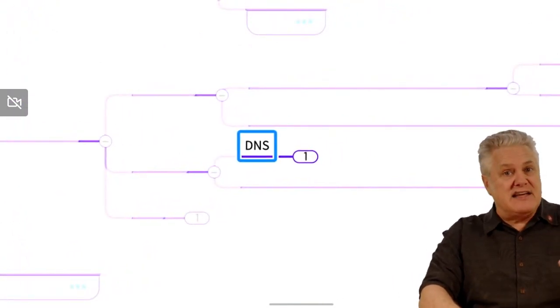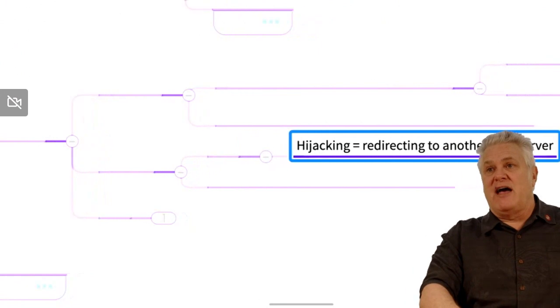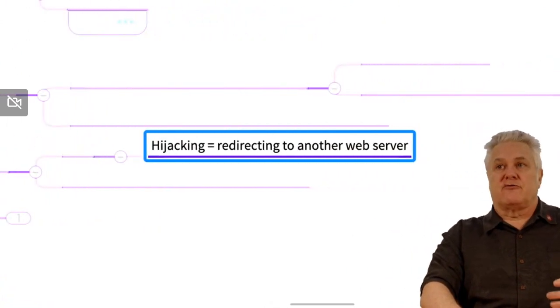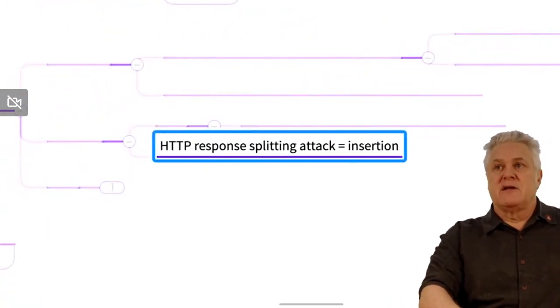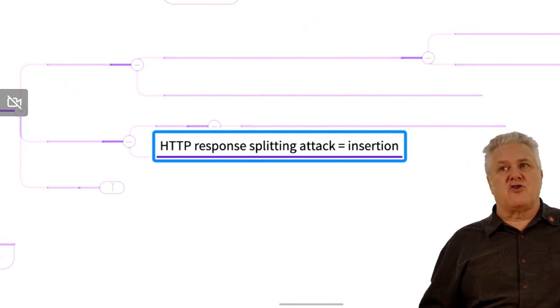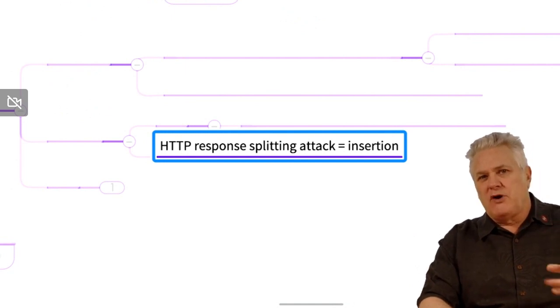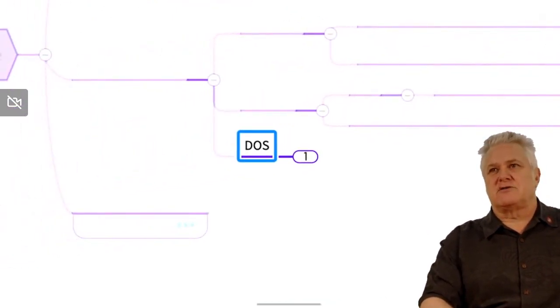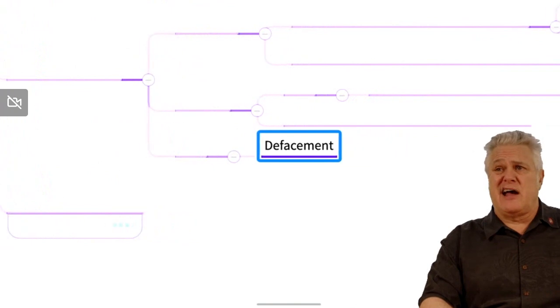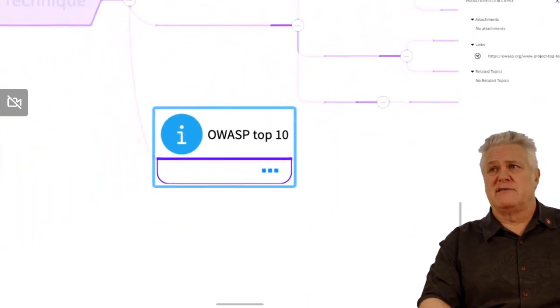We start with DNS, see how we can go ahead and take that over, looking for the redirection to another web server. You could, in theory, do what's called response splitting attacks. They don't happen as much these days. Weird applications are susceptible to those. Or straight up denial of service and doing a defacement on it.